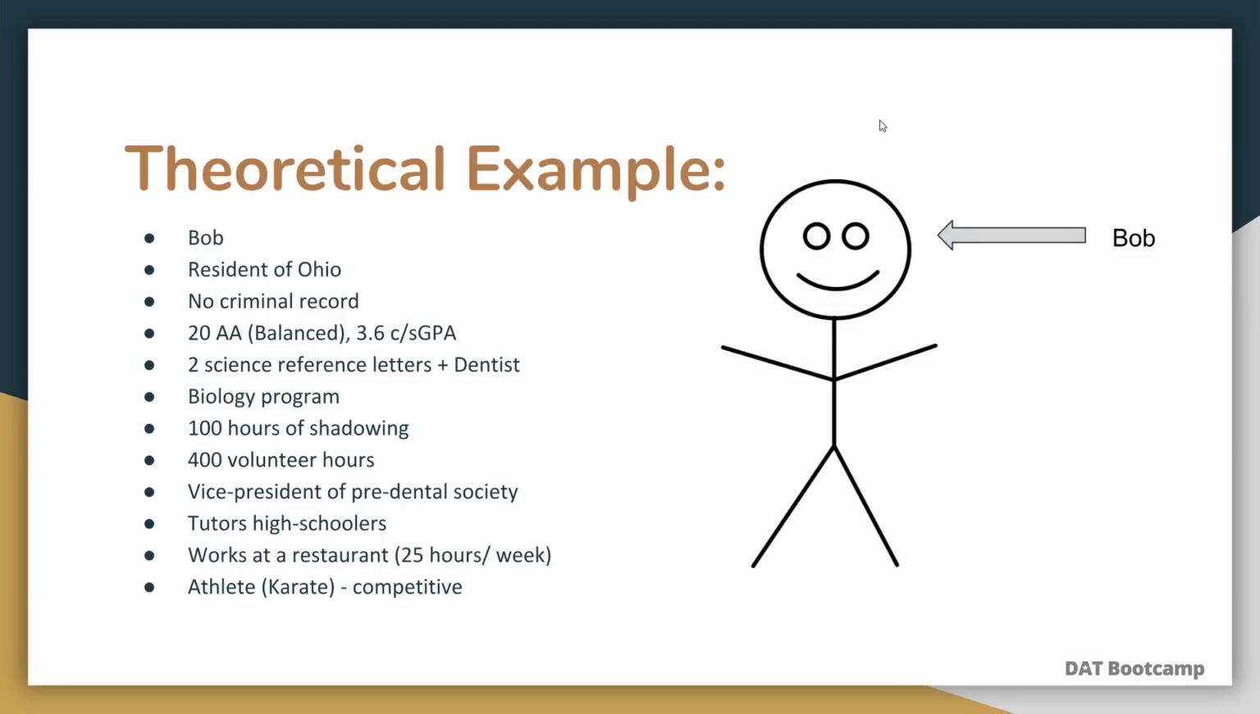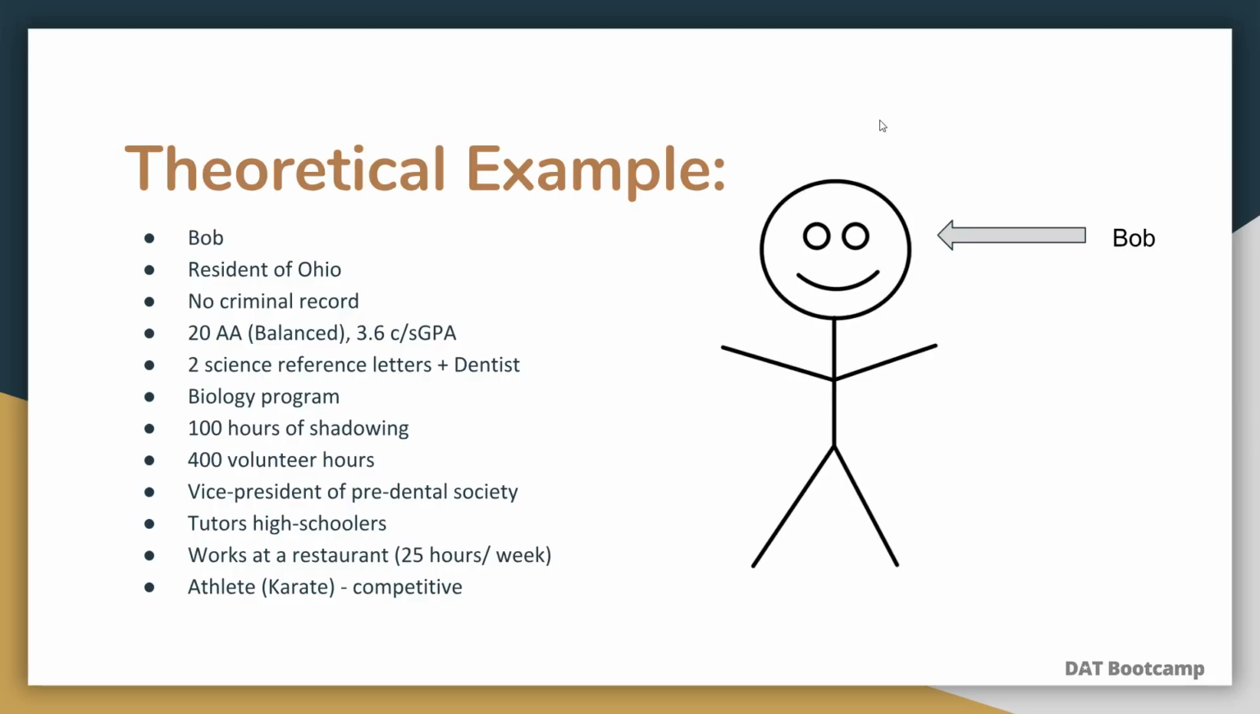So here we have Bob. Bob is happy. He's applying to dental school this year. So let's take a little bit of criteria about Bob and see what kind of school list we can come up with for him. So first things first, Bob is a resident of Ohio. He has no criminal record. He's got a 20 academic average. It's balanced, 3.6 cumulative and science GPA. So he's pretty much your average applicant, academic-wise, that got into dental school.